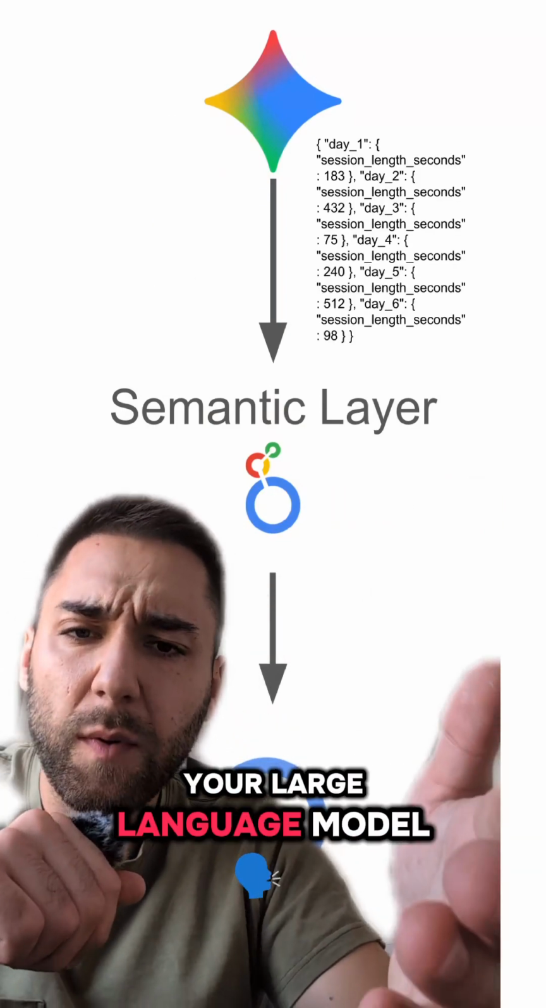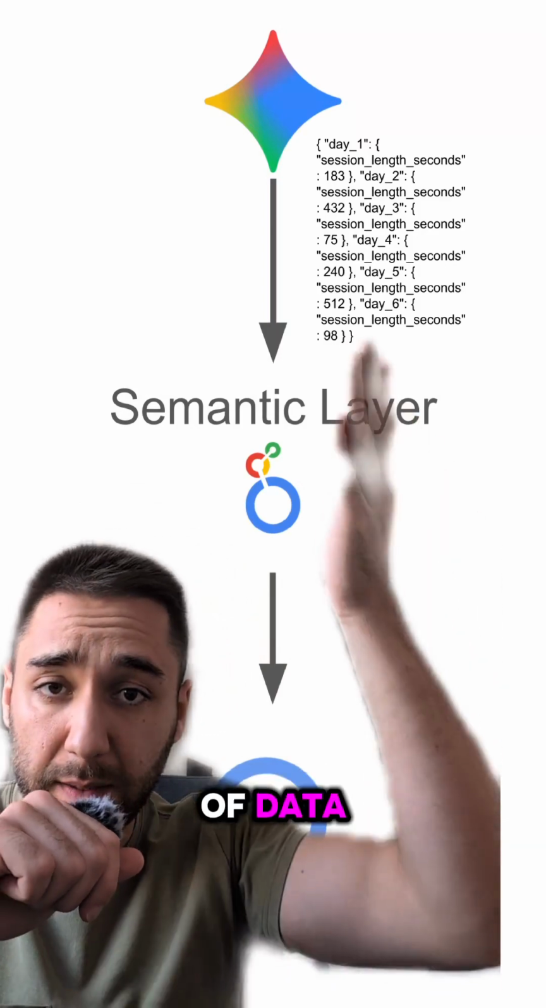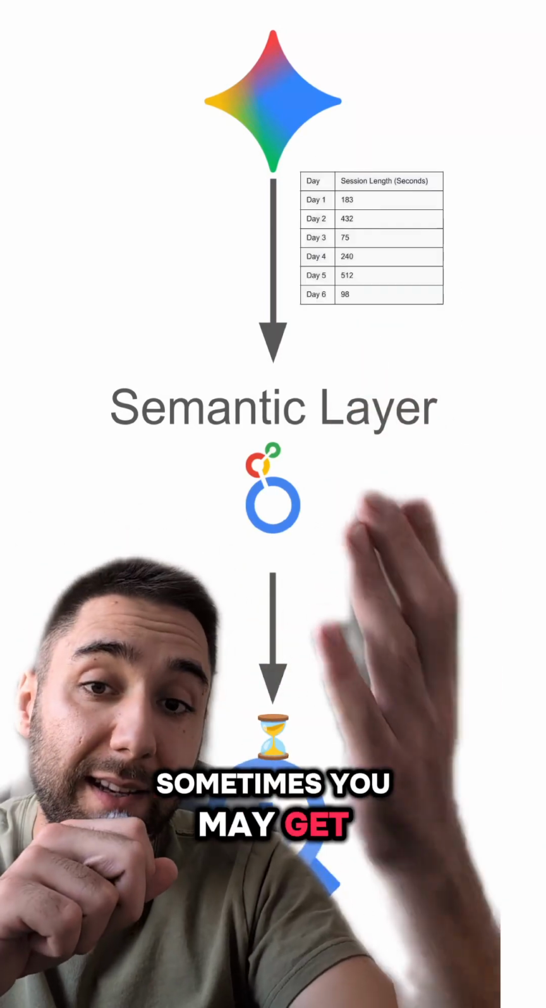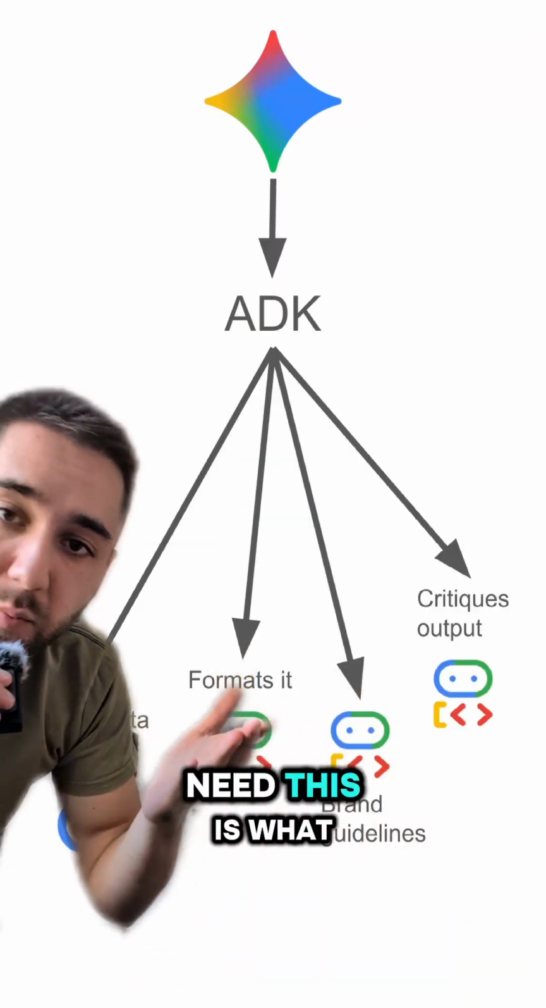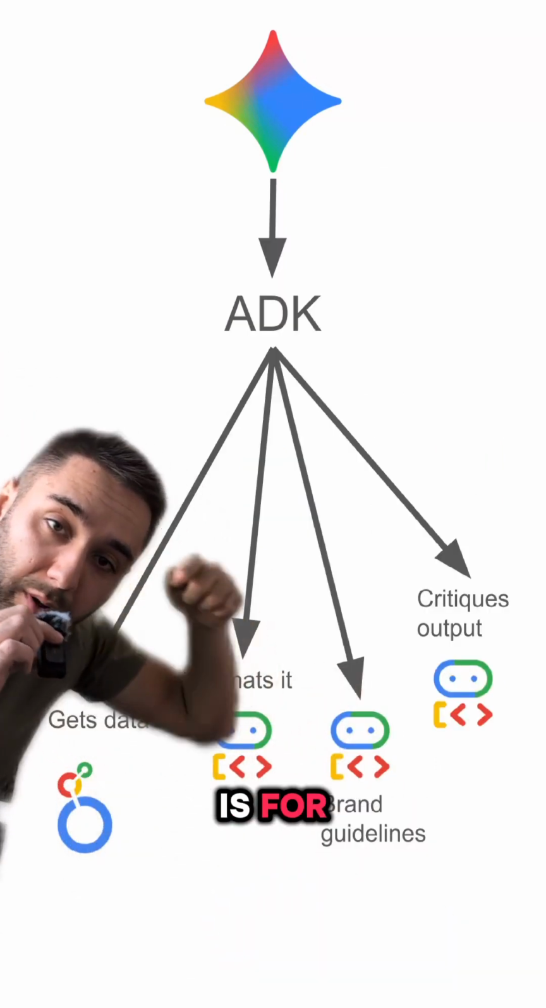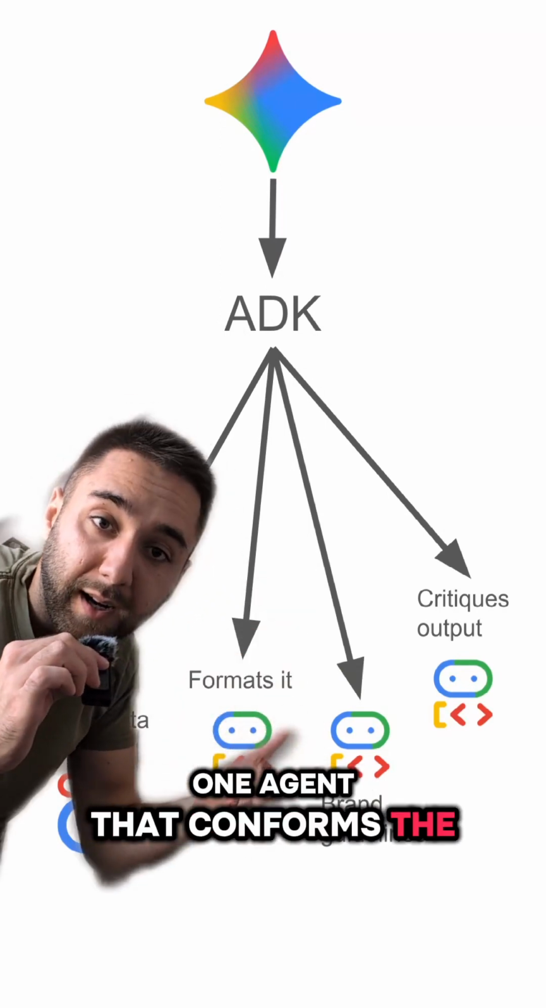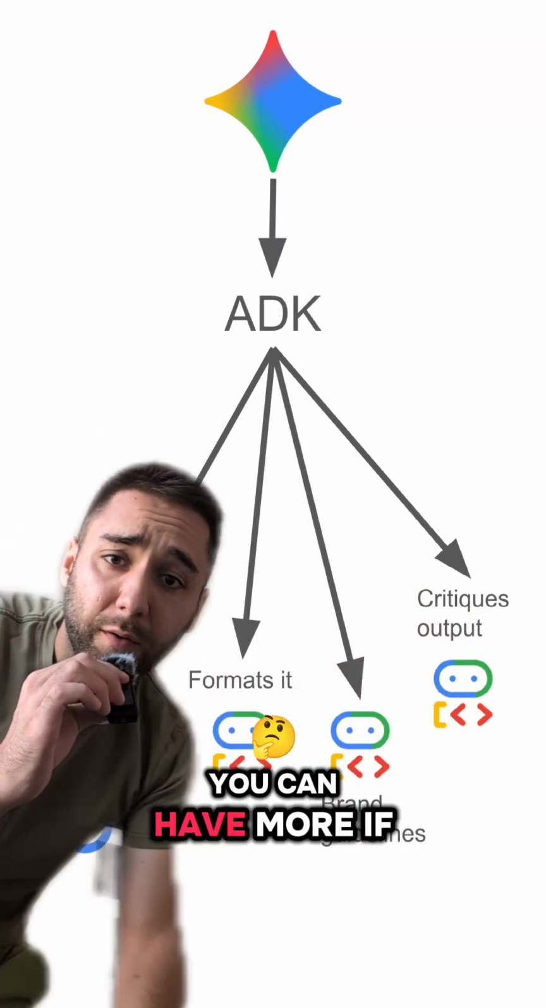But now your large language model comes back with different representations of data. Sometimes you get a JSON response, sometimes you get ill-formatted markdown, sometimes you might get a nicely formatted table, which is what you need. This is what an agentic framework like ADK is for, where you have one agent that gets the data, one agent that formats it, one agent that conforms to brand guidelines, and one that critiques the output. You can have more if you want.